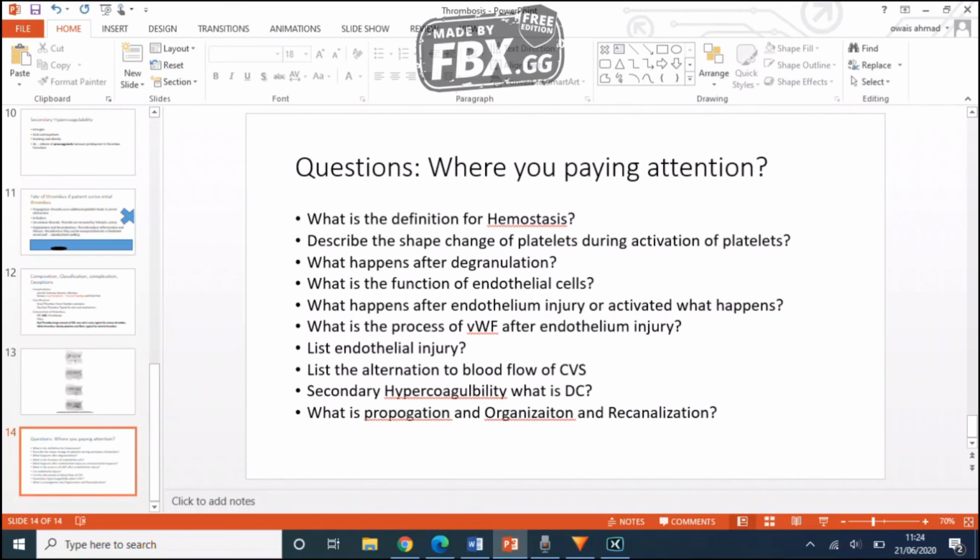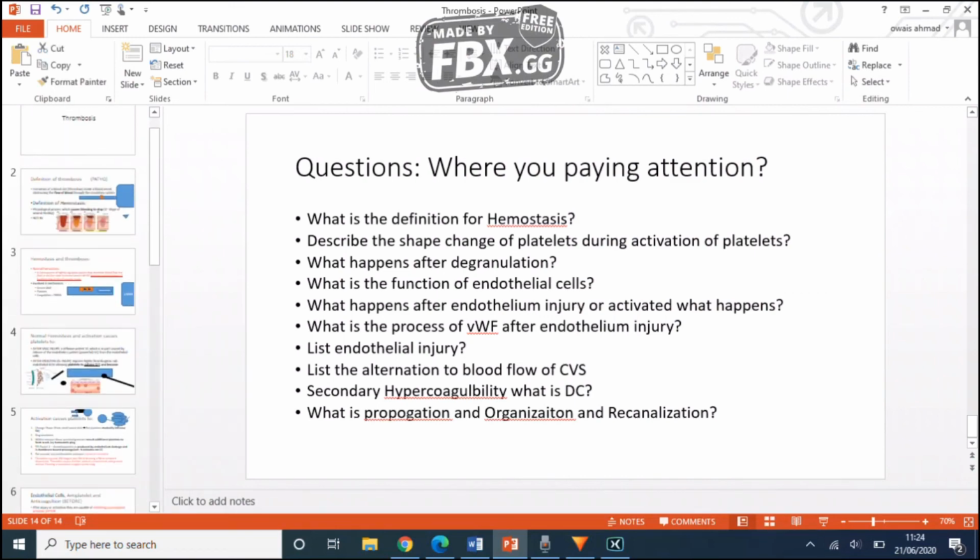Now the fifth question is what happens after injury. As we learned, platelet adhesion and vasoconstriction. What is the role of von Willebrand factor after endothelial injury? When there's exposure to subendothelial collagen, it causes binding to the platelets. Now, endothelial injuries.